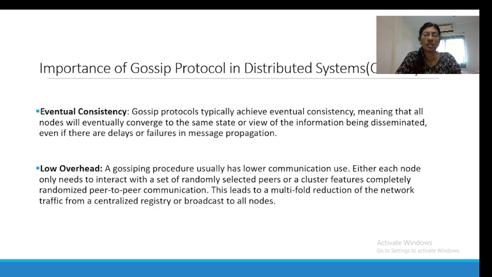Low overhead. A gossiping procedure usually has lower communication use. Either each node only needs to interact with a set of randomly selected peers, or a cluster features completely randomized peer-to-peer communication. This leads to a multi-fold reduction of the network traffic from a centralized registry or broadcast to all nodes.